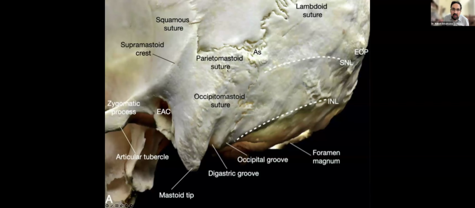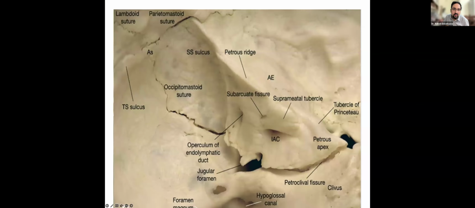So there are two ways. First, you identify the asterion and make a burr hole just below the asterion, and then move inferiorly to create your craniotomy. Or if one wants to be more sure, then make a burr hole near the digastric groove and then go superiorly, thinning out the bone with a nibbler, and identify your transverse sigmoid junction and create the retrosigmoid craniotomy. So I'll skip this one.